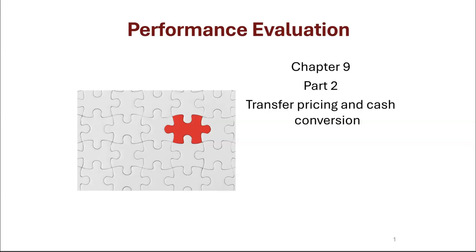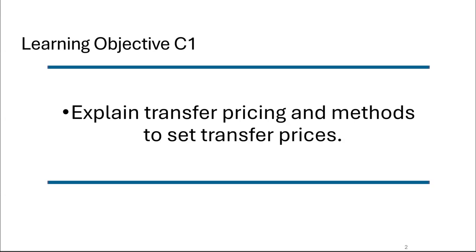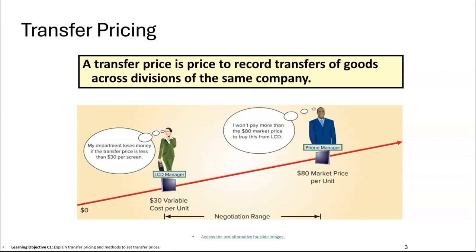Chapter 9, Part 2, we're going to cover transfer pricing and cash conversion. First we're going to look at transfer pricing, and this is what happens when two divisions want to do business with each other. How do you determine the amount that they charge? What we have to look at is the variable cost versus what they can sell it for, because this is called the negotiation range.